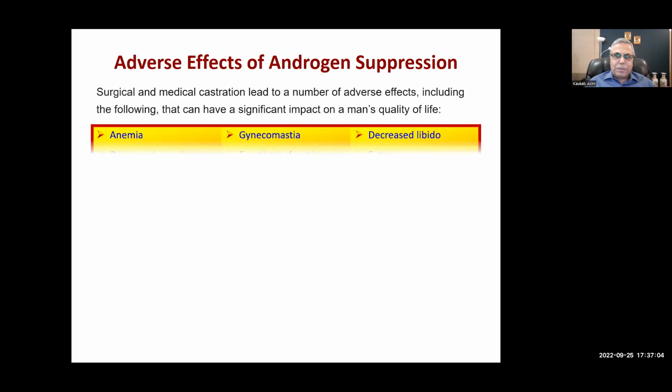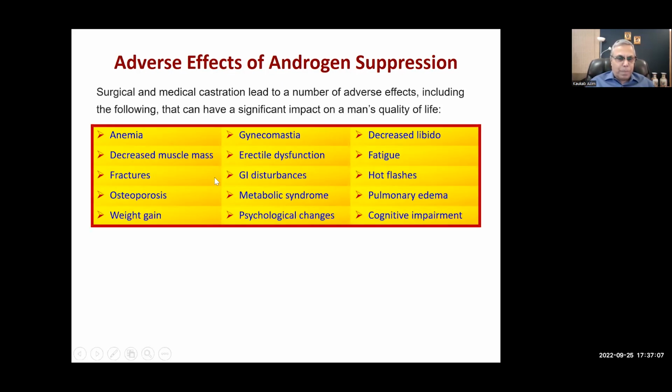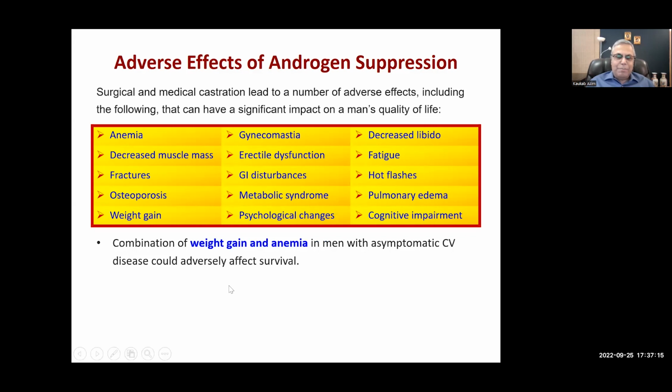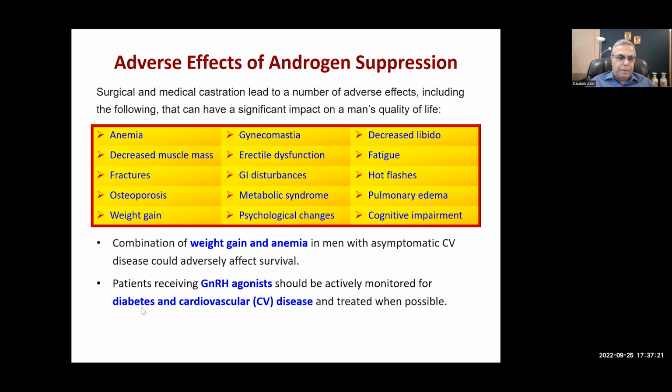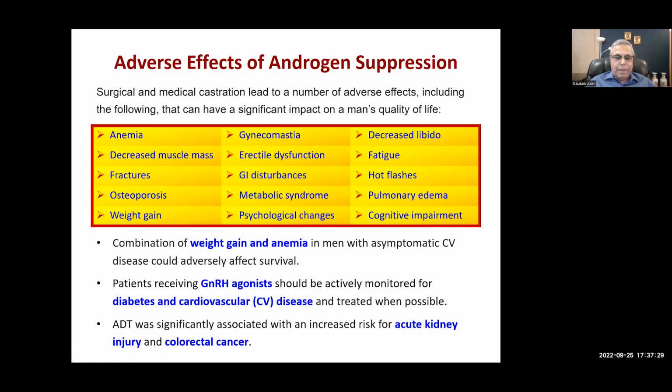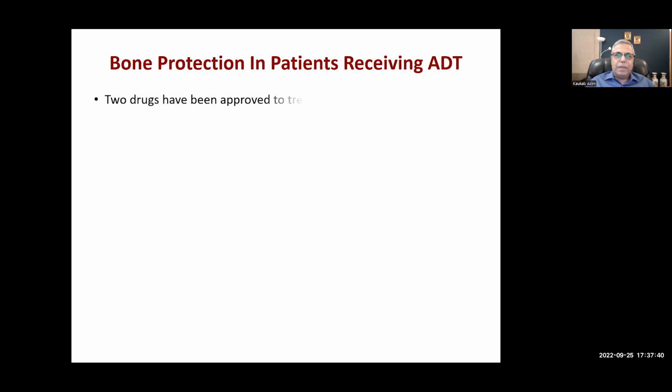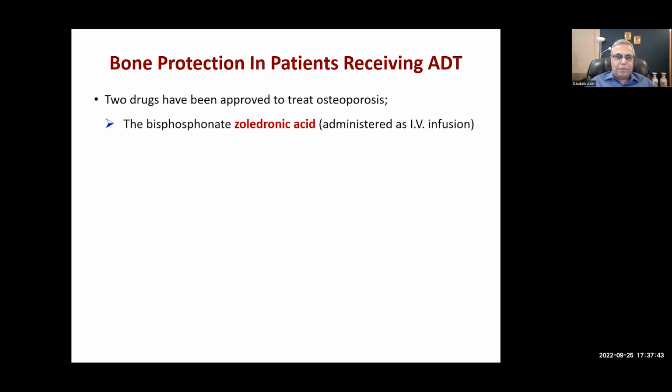You have to study the effects of androgen suppression, the adverse effects. I've given you some, and these are the adverse effects. This is a table. I'm not going to read it. You have to read it yourselves. Weight gain, anemia, they are bad signs after androgen suppression. Patients receiving GnRH agonists should be monitored for diabetes and cardiovascular disease. Androgen deprivation therapy is associated with kidney disease. Initially I said you have to do creatinine, and maybe it is associated with colorectal cancer as well.